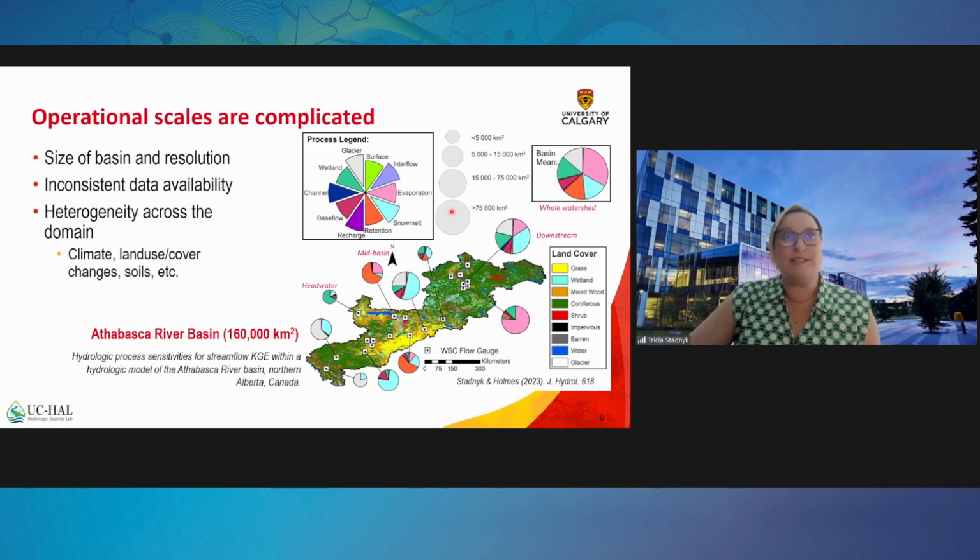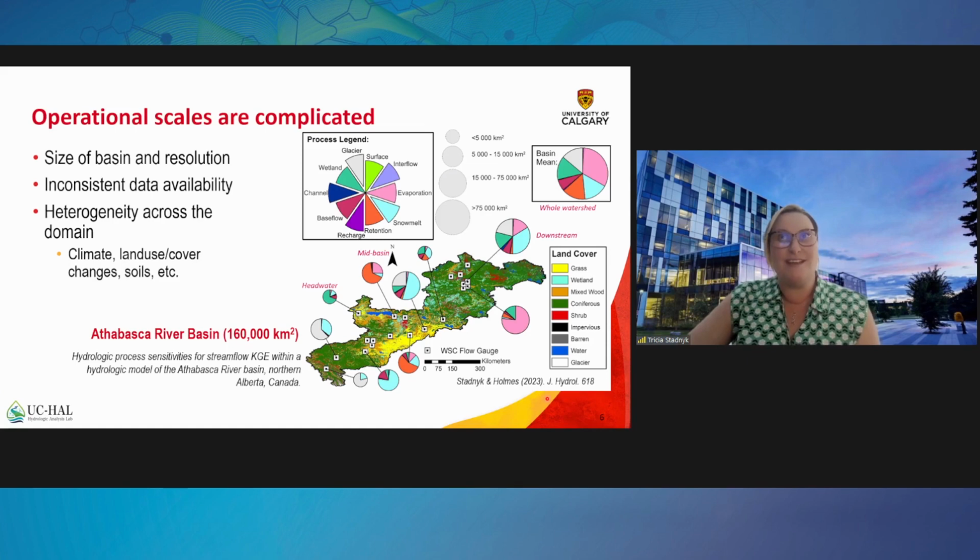And there are different process sensitivities represented by the different colors and the little pie charts that you see for each hydrometric gauge within the basin. There are significant differences in the sensitivity of the model to specific processes as you move from the headwaters at the upstream. You see here it's dominated by glacial melt. That makes sense because of the Athabasca ice fields. Moving towards the mid-basin, it becomes dominated by soil storage processes and retention. And as we move further downstream, you become more dominated by evaporation and sometimes snowmelt type processes.